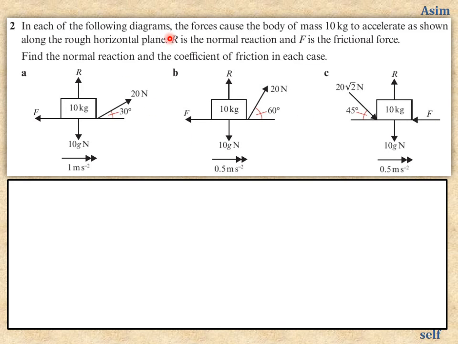Okay, in each of the following diagrams, the forces cause the body of mass 10 kg to accelerate as shown along the rough horizontal plane. R is the normal reaction. Find normal reaction and the coefficient. So now we have to find that mu. Okay, the same thing, you need to find R, you need to find F, put in that formula to find mu. So you know R, you know F, F equals mu R, so mu will be F divided by R, and you can find mu also. Try to do this on your own. Next.